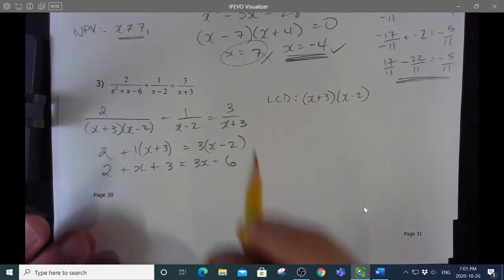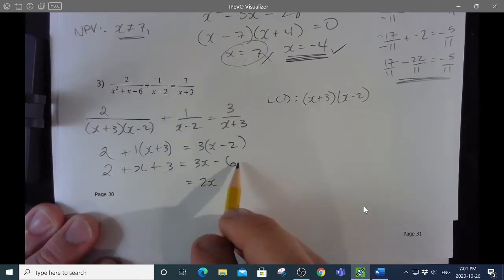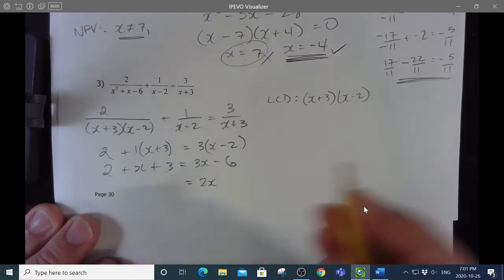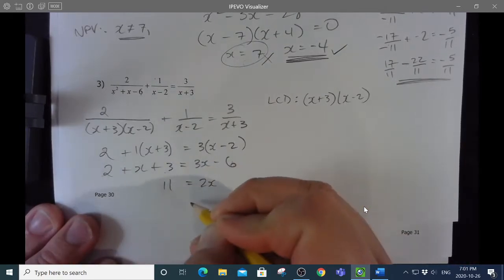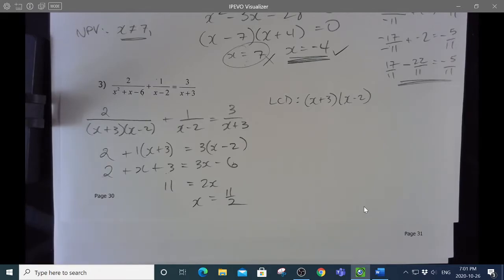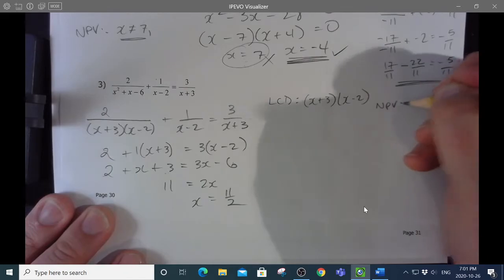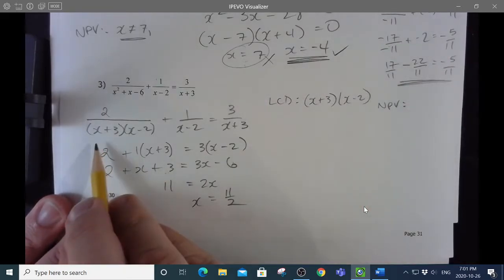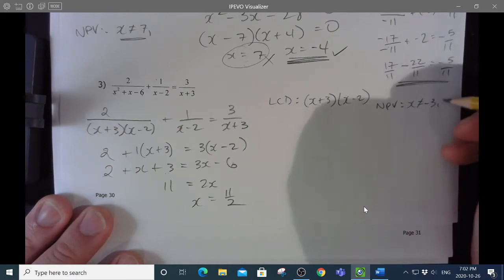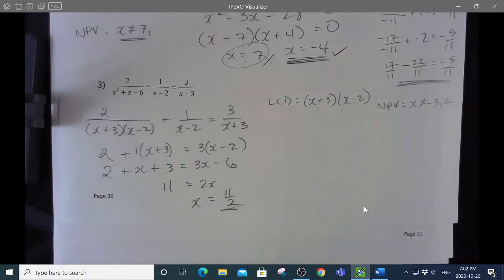I'll move the x's to the right, so that's 2x on this side. 2 plus 3 is 5. 5 minus negative 6, so that's really 5 plus 6 is 11, and x then is equal to 11 halves. Okay, so let's check our NPVs. Well, the NPVs here, you have to go to factored form, could be negative 3 and 2. My answer is neither of those things, so it passes the first check test.